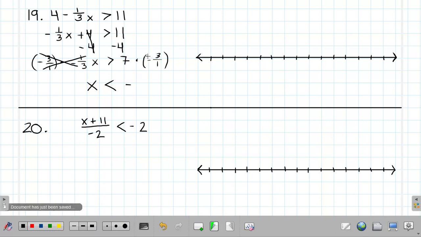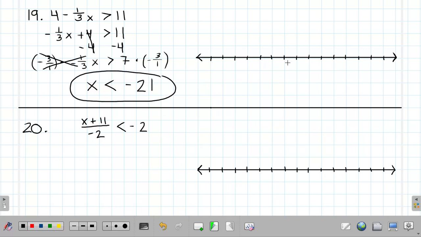And if you're clever, you don't have to do the whole fraction thing here, because you can notice 3 over 1, that's just 3. So 7 times 3 gives us 21. So we get a negative 21 here. So x is less than negative 21. So negative 21, negative 20, negative 22 over here. We're going to have an open circle, and then we want numbers to the left. So we want numbers less than negative 21.